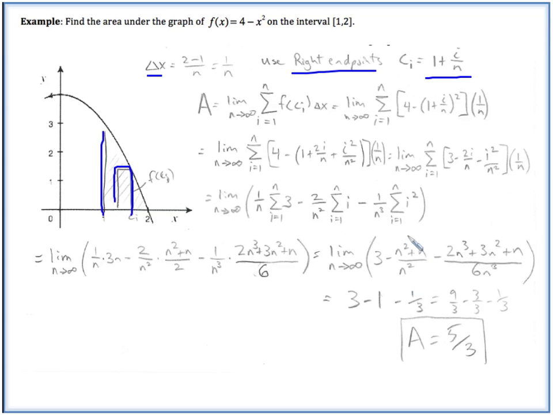Here the exponents are the same. Okay, you can see the 2 and the 2 are the same. And so this is going to be negative 1. Here the exponents are the same again. And so we have negative 2 over 6, or negative 1/3. And I just did a common denominator to add these up. We get an area here of 5/3. Okay, so again, the area under this curve bounded by the lines x equals 1, x equals 2, and the x-axis is going to be equal to 5/3.